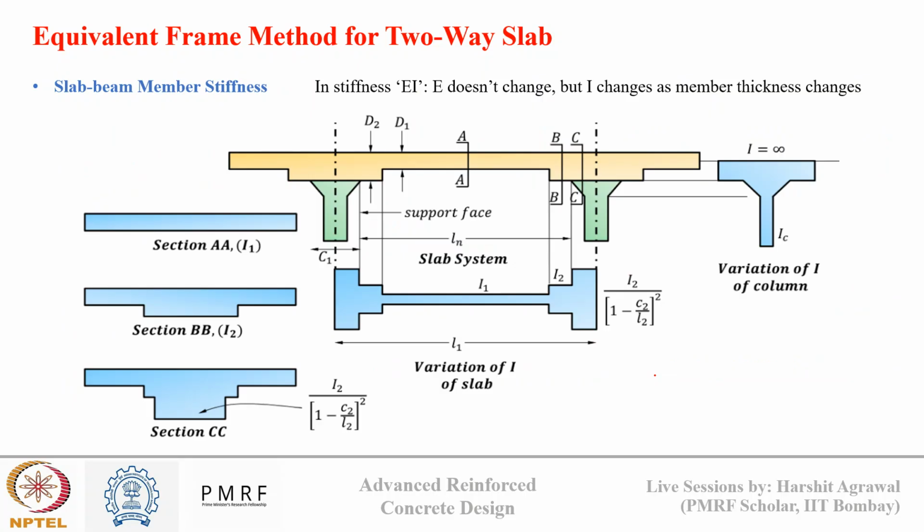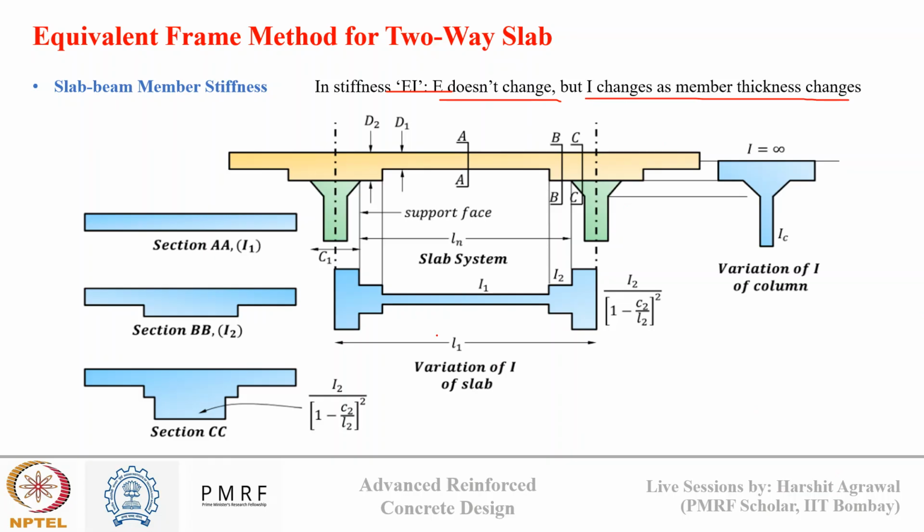Now, before seeing the table from the Hardy Cross method, we need to understand why the stiffness of a member in a slab-beam section is changing. So, the very direct answer is the change in the effective depth. Now, stiffness is represented by EI. E doesn't change much, but I changes due to member thickness change.